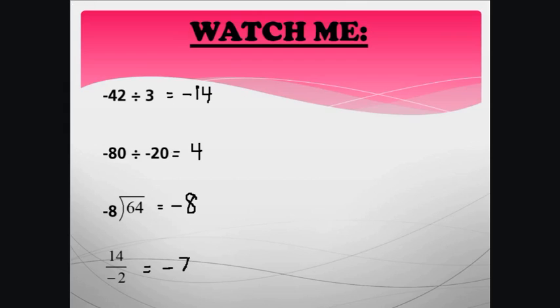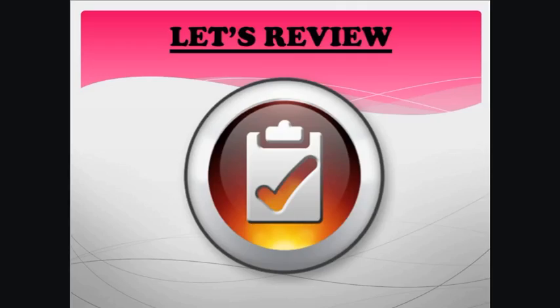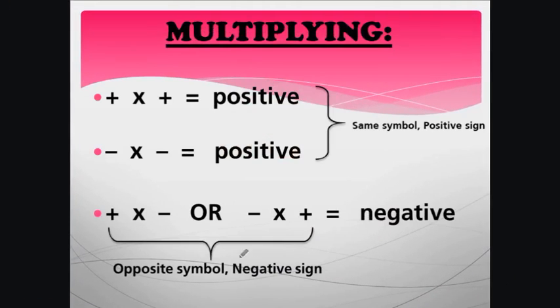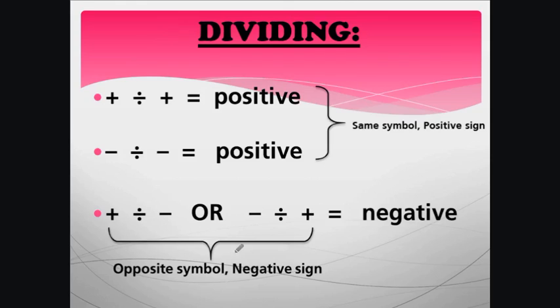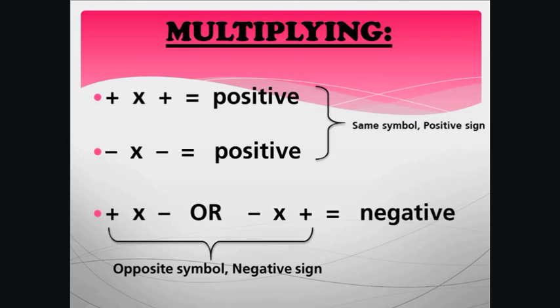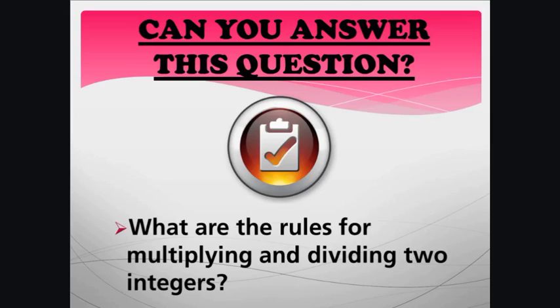Let's take a moment to review what we learned so far in today's lesson. It's really important for you guys to remember that when you're working with values that have different symbols, that automatically tells us that it's going to be negative. When they have opposite symbols, they're going to be negative, no matter if we're multiplying or if we're dividing. Same thing, if they have the same symbol, it's going to have a positive value. So you should be able to answer this question. What are the rules for multiplying and dividing two integers, and be able to demonstrate that understanding.